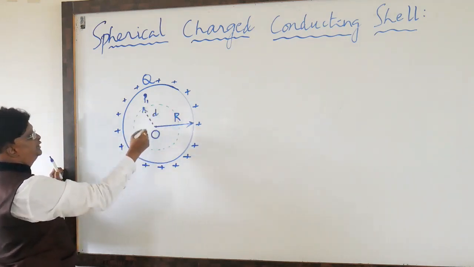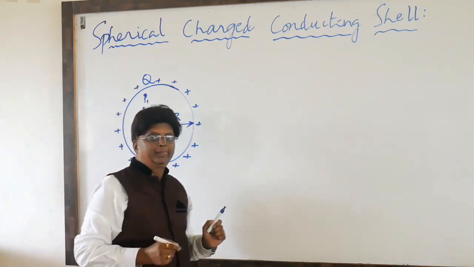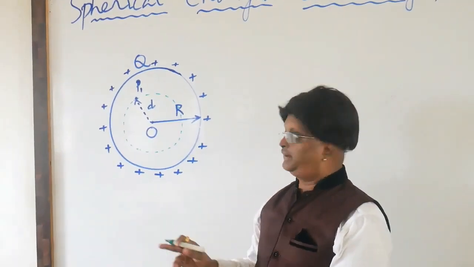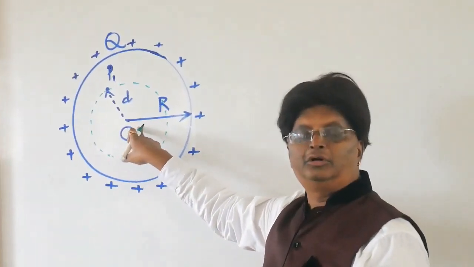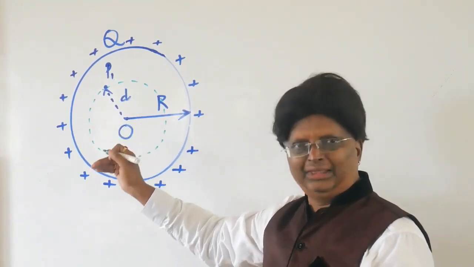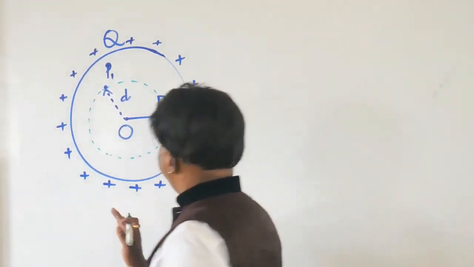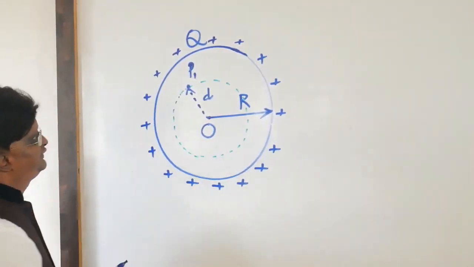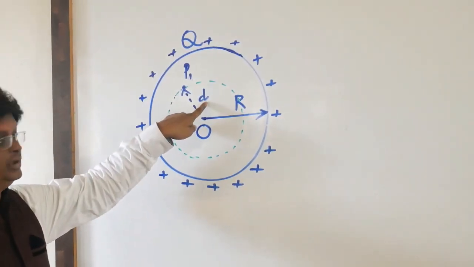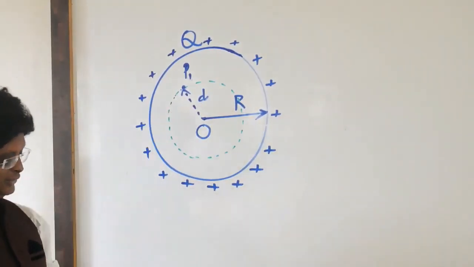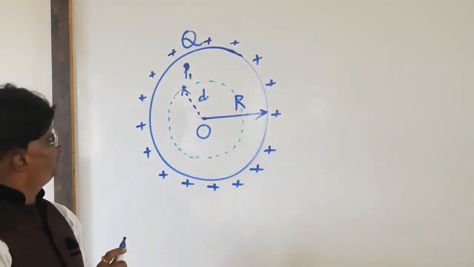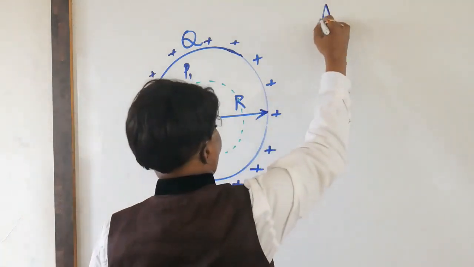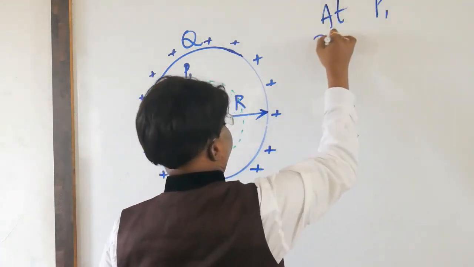a sphere of radius d. To find the intensity at the point P1, which is at a distance d from the center of our sphere or shell, yes, this is the Gaussian surface that we are now constructing. This Gaussian surface is a sphere of radius d. Now let us see what is the case of this Gaussian surface and charges. Therefore, now I am writing at P1.